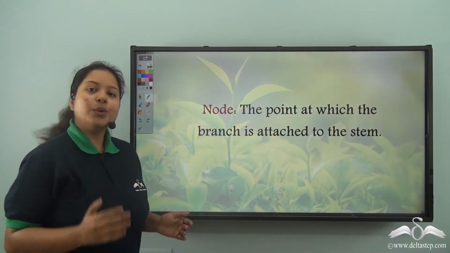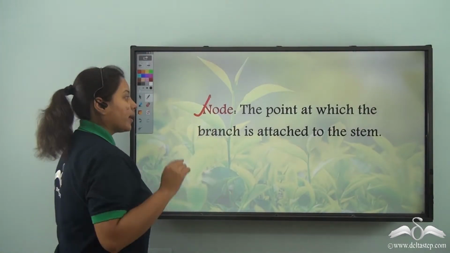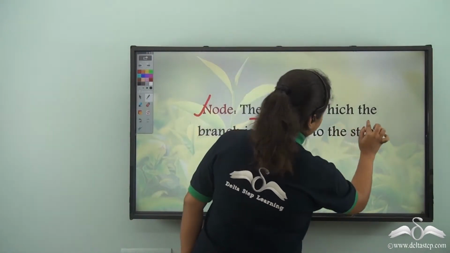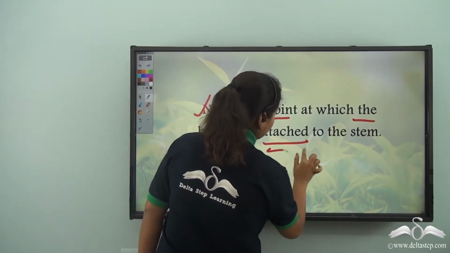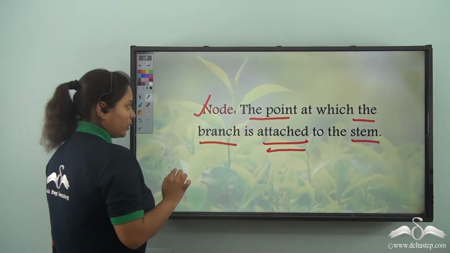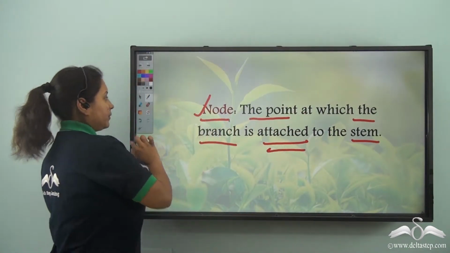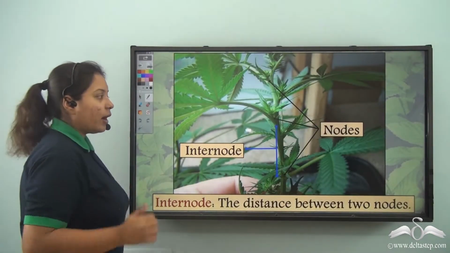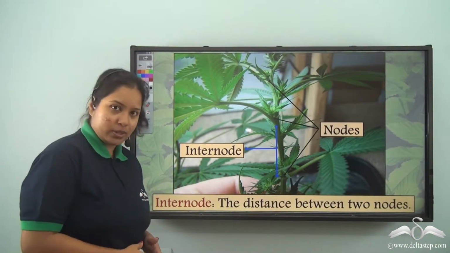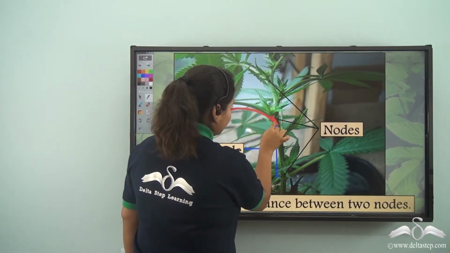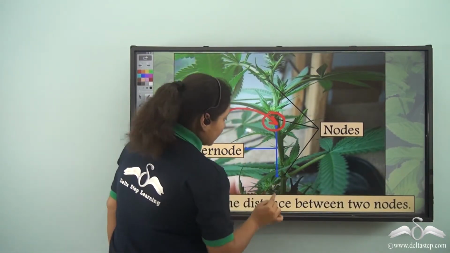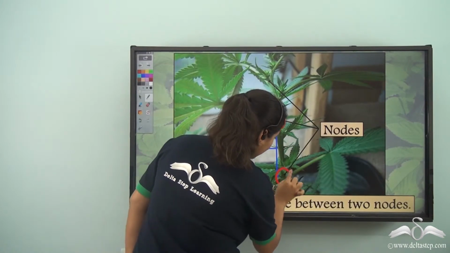So let's know what is a node. Well, the point at which the branch is attached to the stem is known as node. Now, we know what is a node. It is the point at which the branch is attached to the stem. See, these are the nodes.